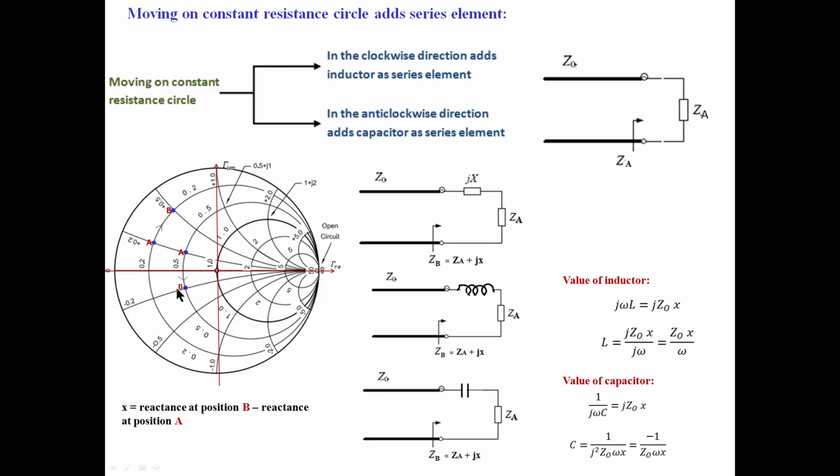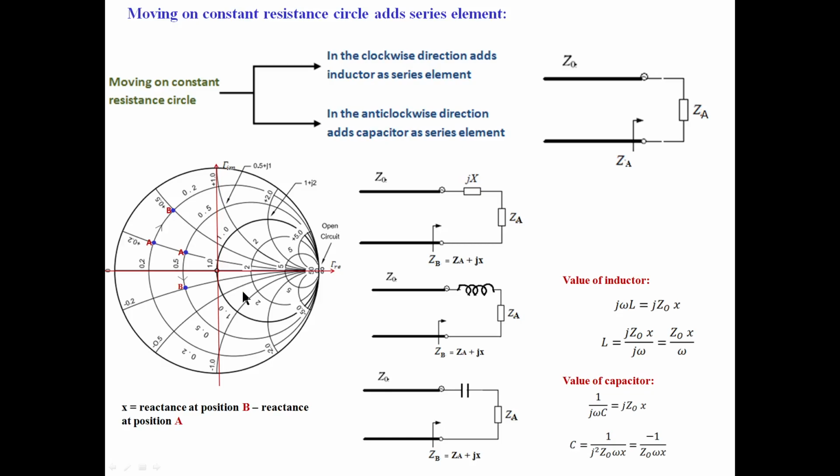For example, this is B, the final position, which is minus 0.2. What is the value of the initial position? Plus 0.2. So minus 0.2 minus 0.2 gives minus 0.4. Our reactance value x is minus 0.4. Substitute minus 0.4 along with omega, depending on the operating frequency, and we will get the value of the capacitor.